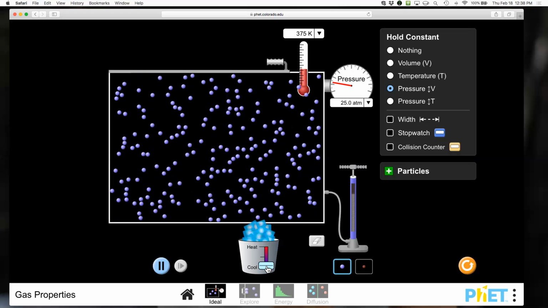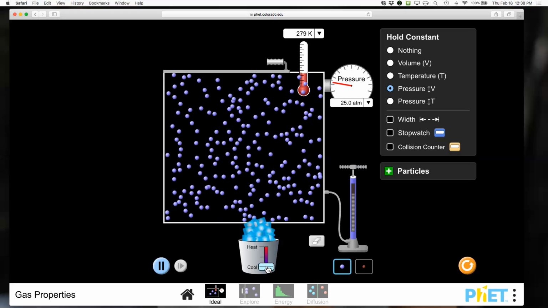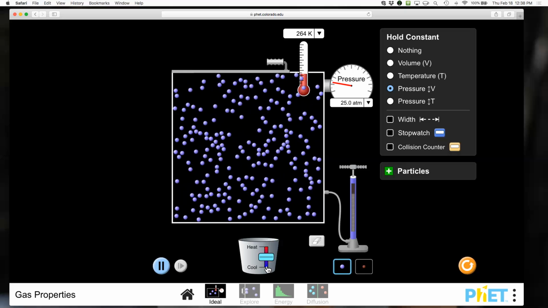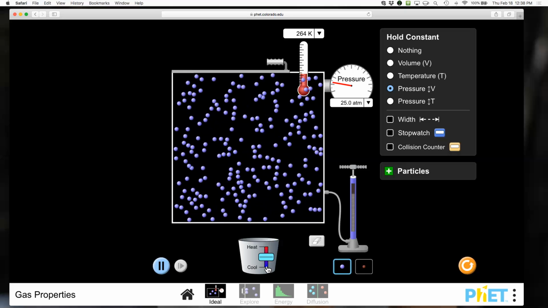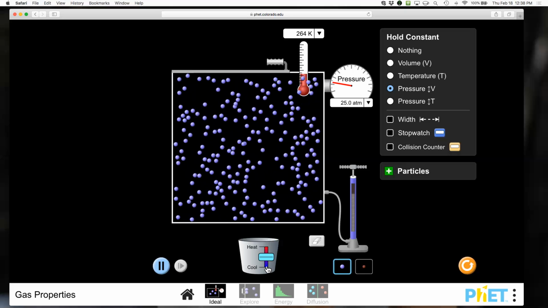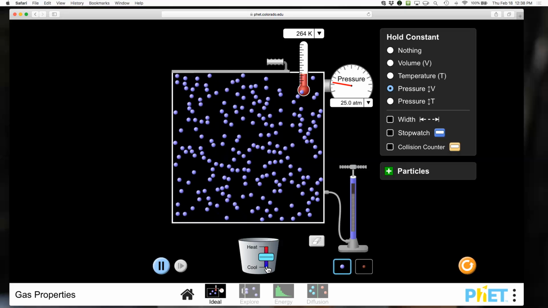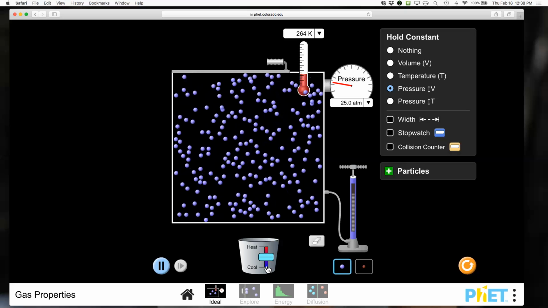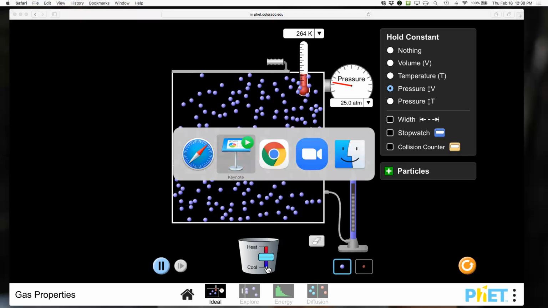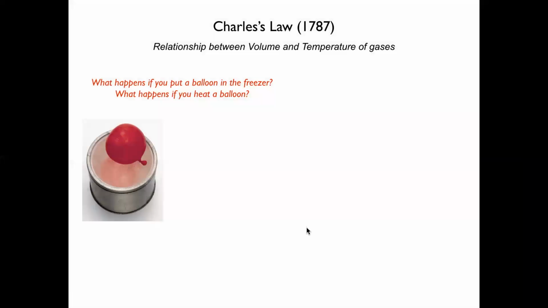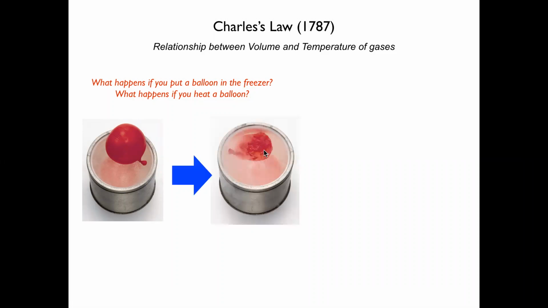If we go the other way, we can cool it down. If we cool it down, the volume gets smaller, right? And the key takeaway from this is volume and temperature are directly related. If we increase temperature, we increase volume. If we increase volume, we increase temperature. And so we can come back and say, what happens if we put a balloon in the freezer? Well, that's decreasing the temperature of the balloon, so we're going to decrease the volume of the balloon.